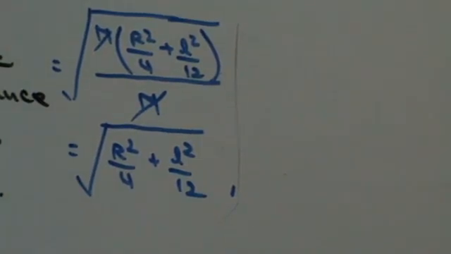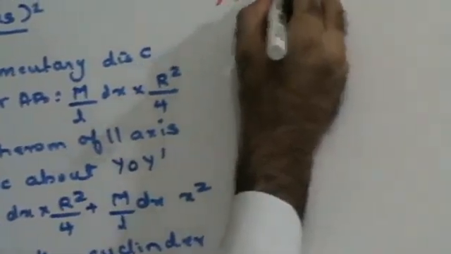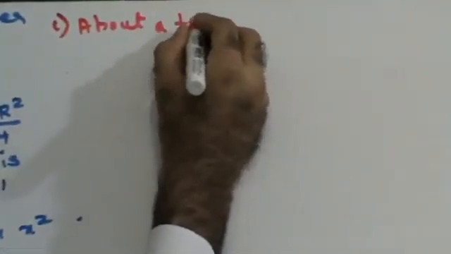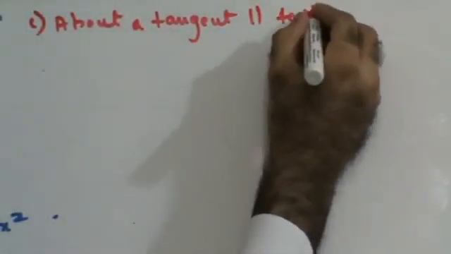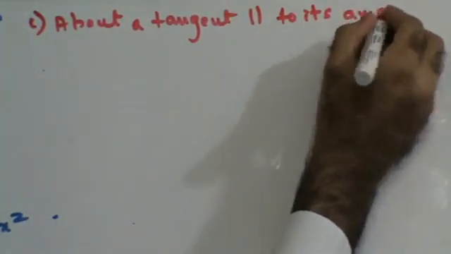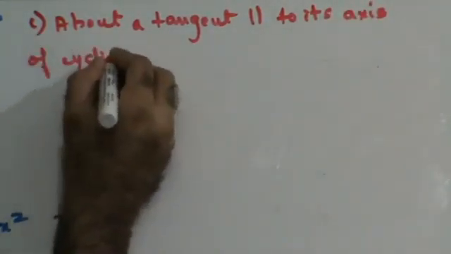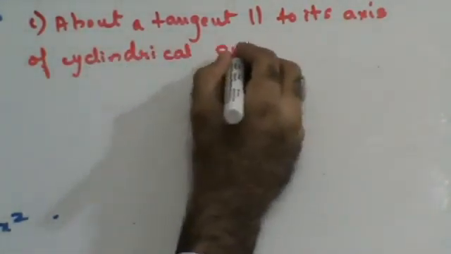So this is how you find out the moment of inertia of a cylinder about an axis passing through the center and perpendicular to the cylinder. Now let's try to find out moment of inertia of the cylinder about an axis tangent and parallel to the cylinder, to the cylindrical symmetry. See, about a tangent parallel to its axis of cylindrical symmetry.